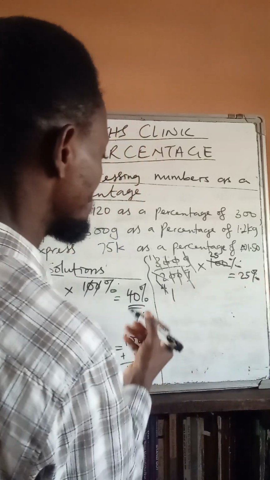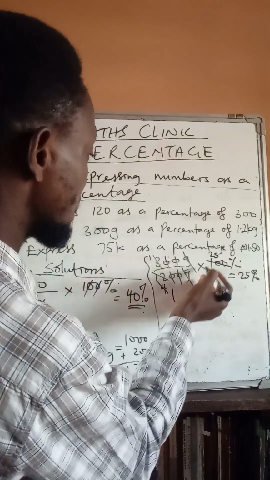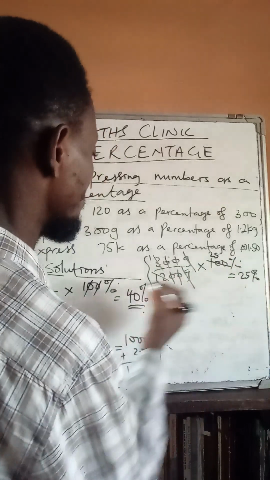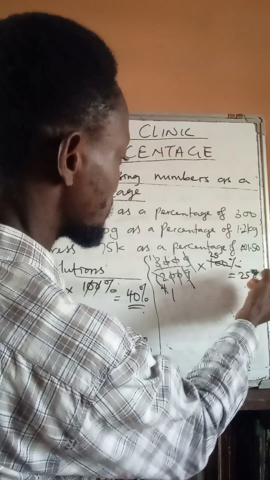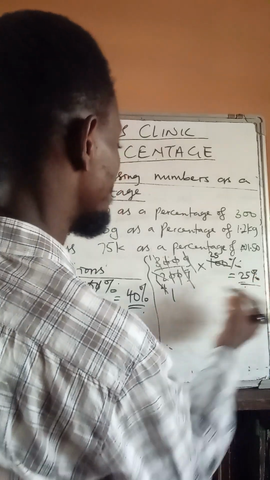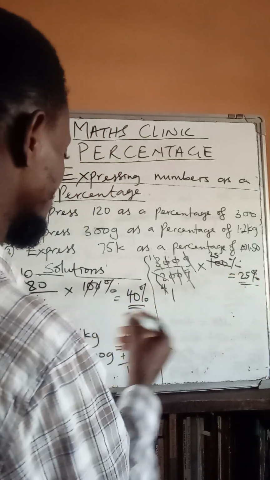How did I arrive at 25%? Because here we have 1 left. 1 times 25 will give us 25%, and 1 times 1 here will give you 1, so 25 over 1 will actually still give you 25. So that's how we got 25% as the answer there.